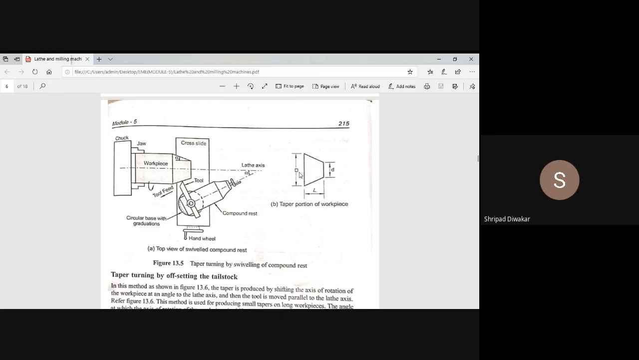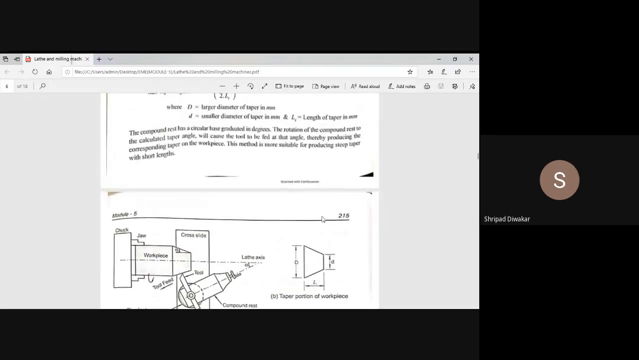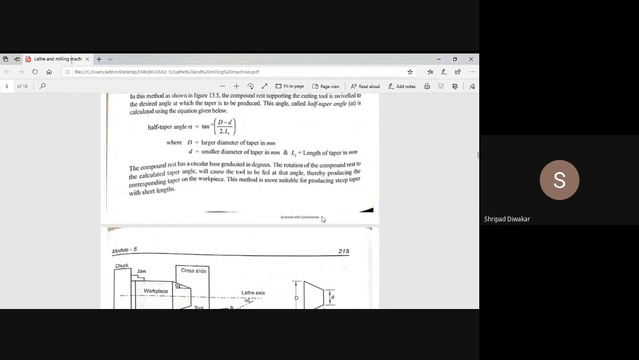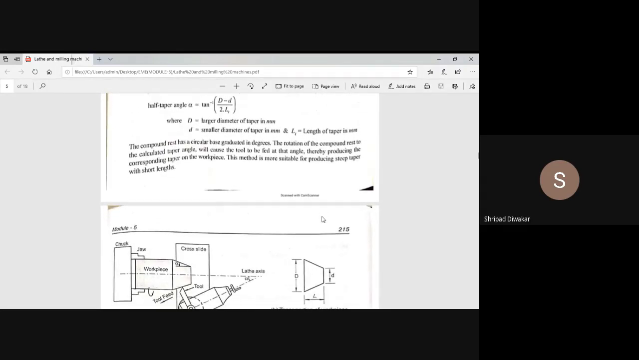We need three parameters: capital D, the bigger diameter of the taper, small d, the small diameter of the taper, and LT, the length of the taper. Once we know these parameters, we calculate the angle. The formula is tan alpha equals (D minus d) divided by 2LT. You have to remember this formula. So alpha equals tan inverse of (D minus d) divided by 2LT.